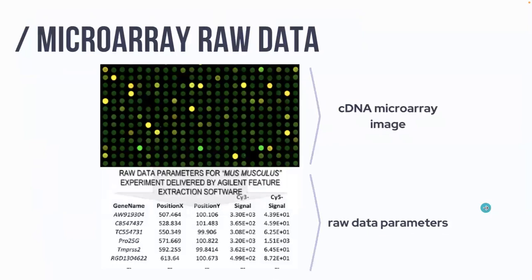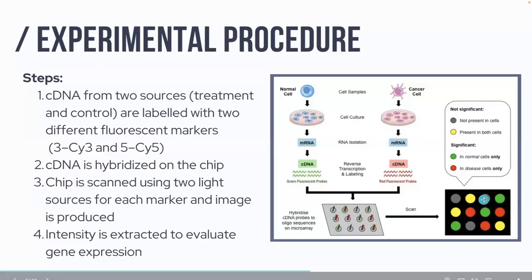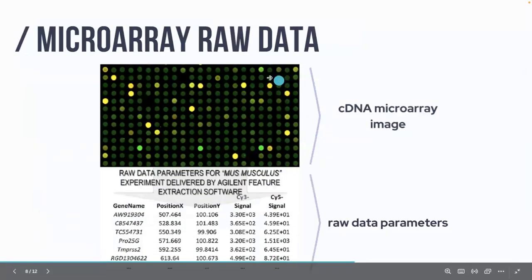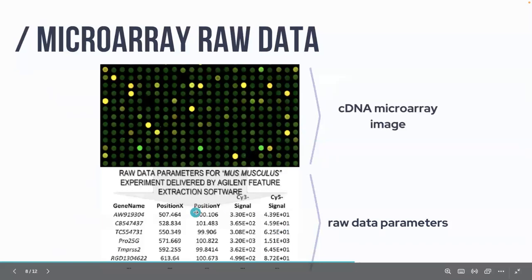All right, so from here, we got the image and extracted the intensity of the lights. This is an example of how it would look. This is a cDNA microarray image. From here, we can do a step called feature extraction to get the raw data that we will be working with.